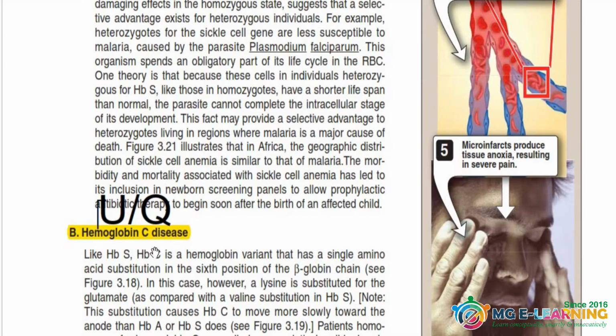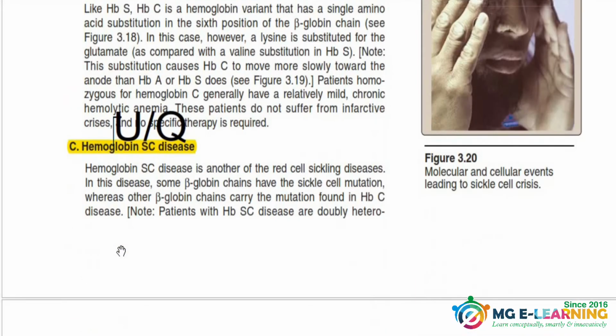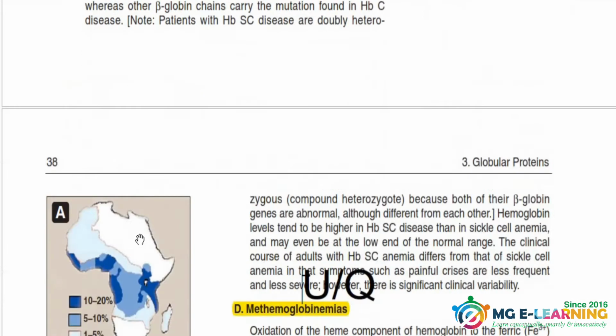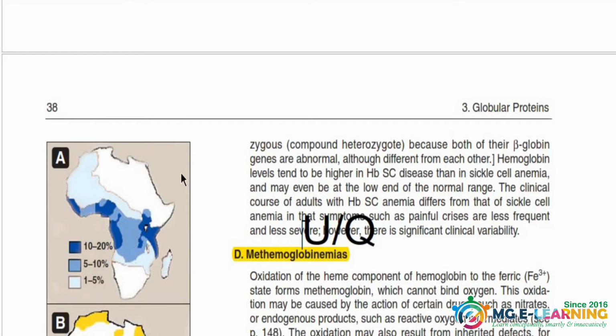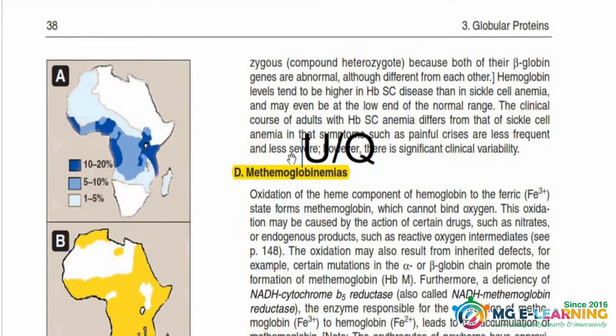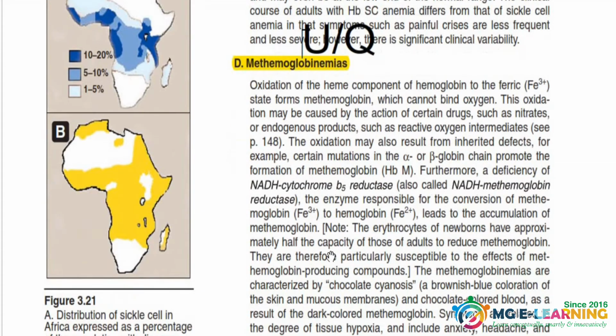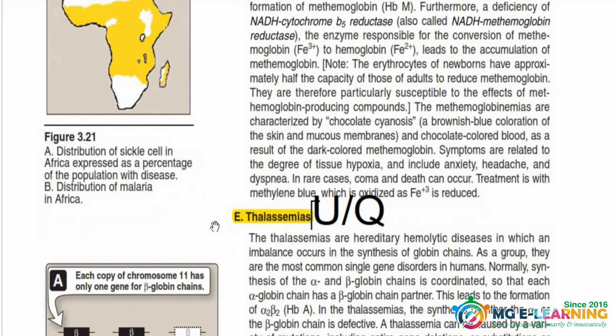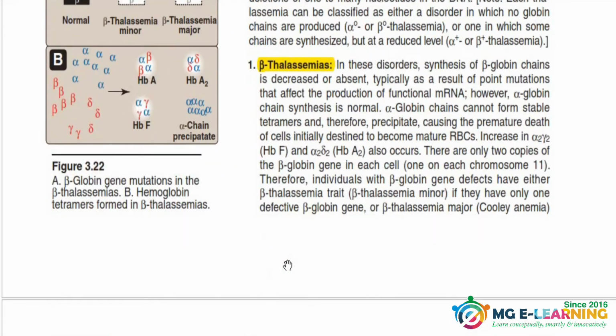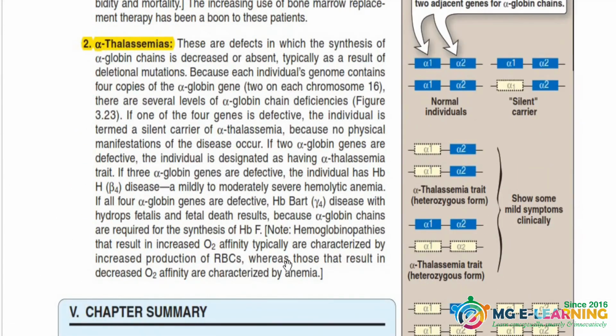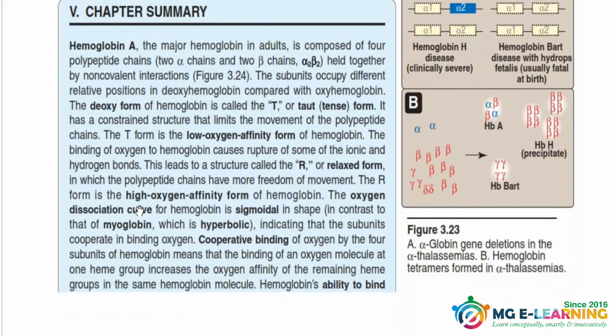Okay, hemoglobin C disease is very important. Hemoglobin SC disease is very important. Scenario-based SCQs come from these. Methemoglobin is an SCQ, very important. Thalassemia is very important for UQ and MCQs and viva as well. What is beta thalassemia, which is alpha, you have to learn this, memorize this in a very perfect way.